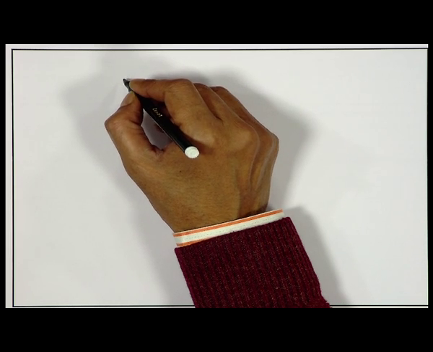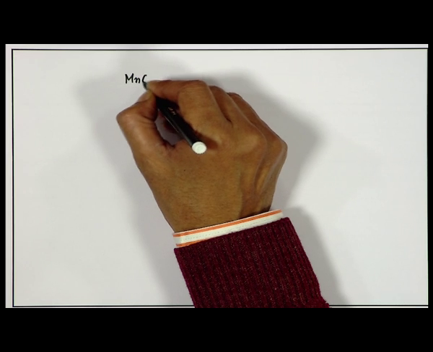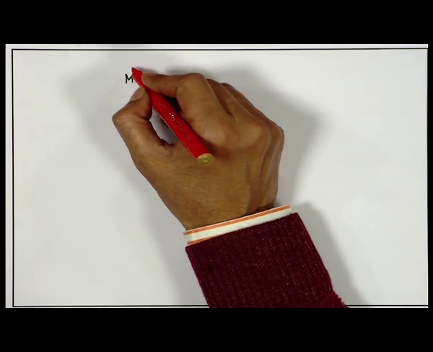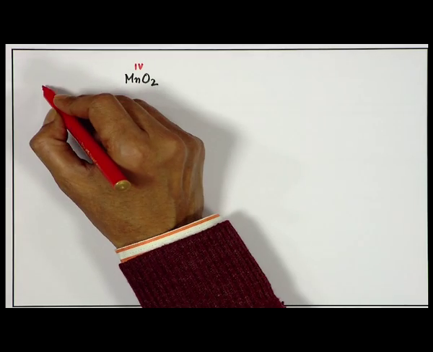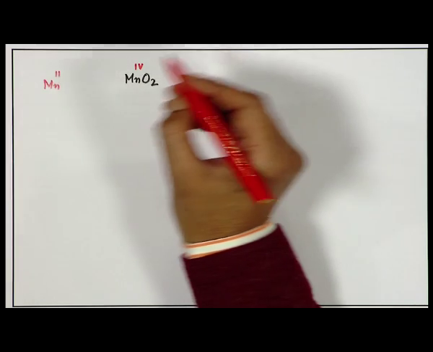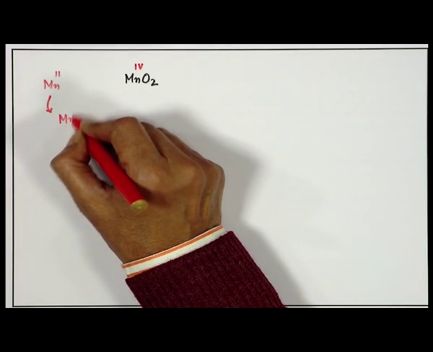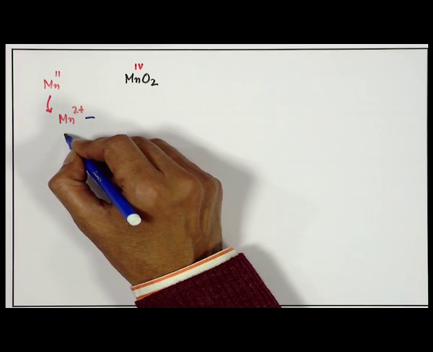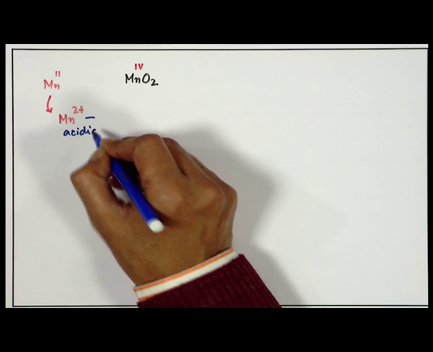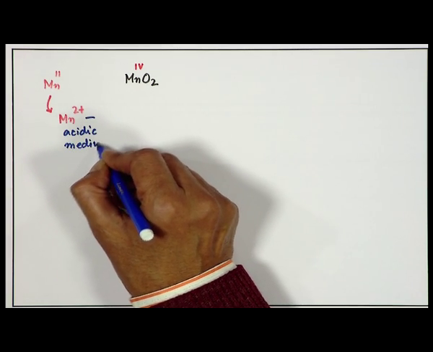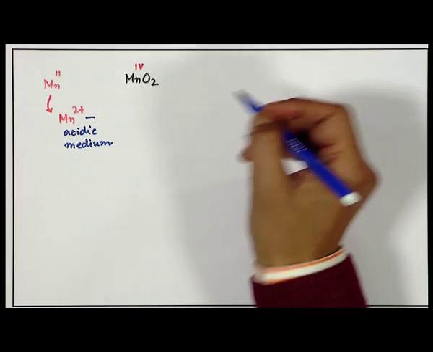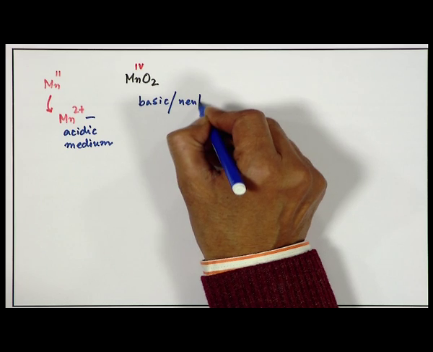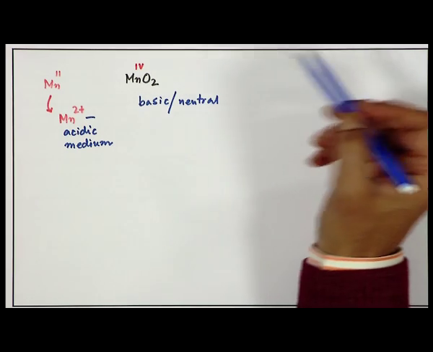But the example we can take is very simple. Just now we have discussed for manganese that if we go for some stabilization of manganese in the tetravalent state compared to manganese in the bivalent state, that means manganese 2 plus. So, manganese as Mn2 plus is stable in acid. In acidic medium this Mn2 plus is stable, but MnO2 is stable in basic or neutral medium.